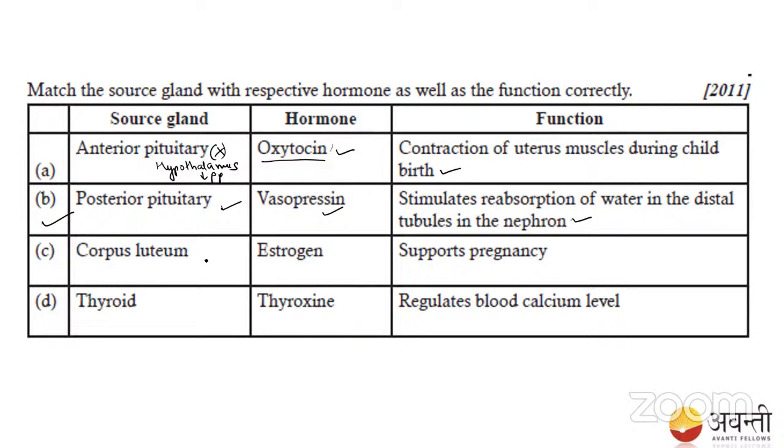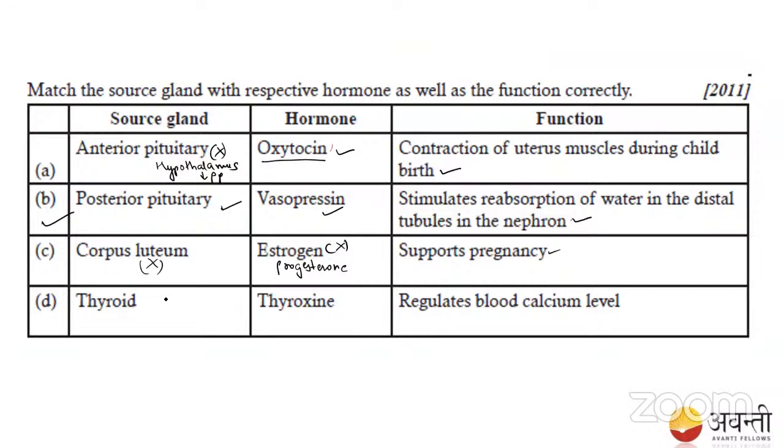Third is corpus luteum. Corpus luteum, source gland. Hormone is not estrogen, hormone is progesterone. This I have just told you, progesterone, estrogen. Estrogen is secreted by the ovarian follicle. Progesterone is secreted by the corpus luteum. And progesterone supports pregnancy. So this one is correct. But the hormone is not correct. So this is also not a correct option.